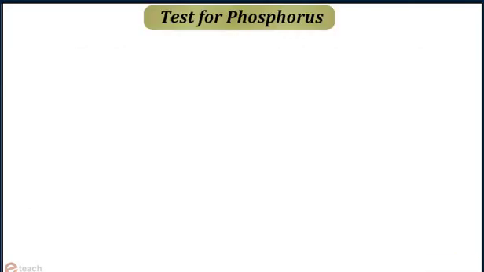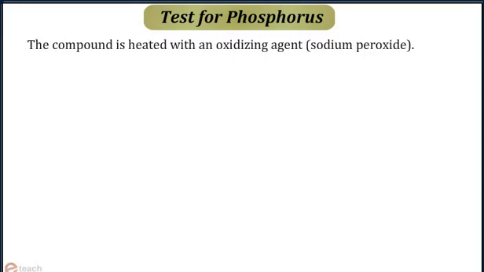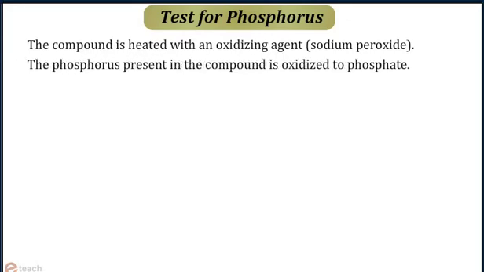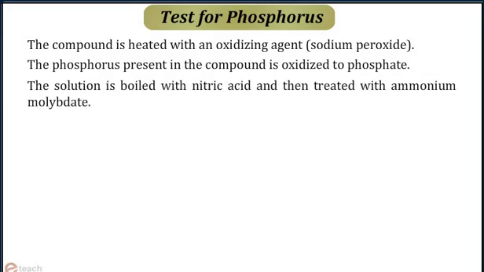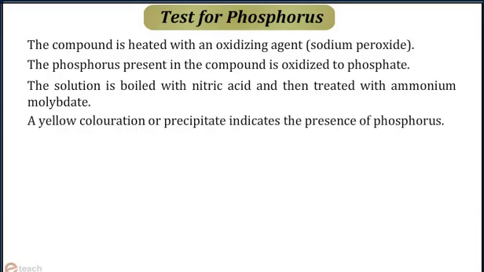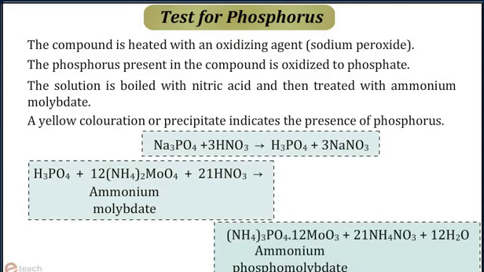Test for phosphorus. The compound is heated with an oxidizing agent, that is sodium peroxide. The phosphorus present in the compound is oxidized to phosphate. The solution is boiled with nitric acid and then treated with ammonium molybdate. A yellow coloration or precipitate indicates the presence of phosphorus. The reaction taking place is given here.